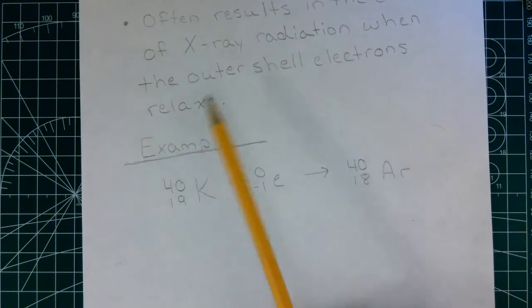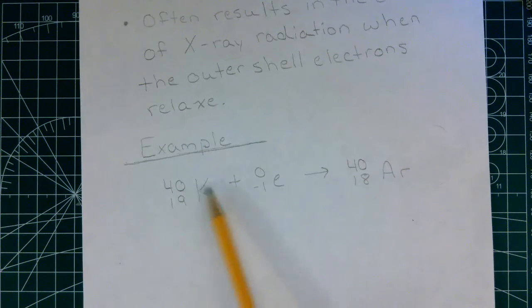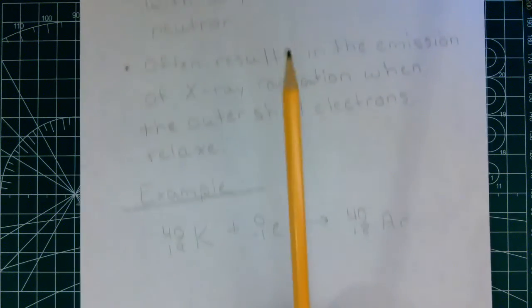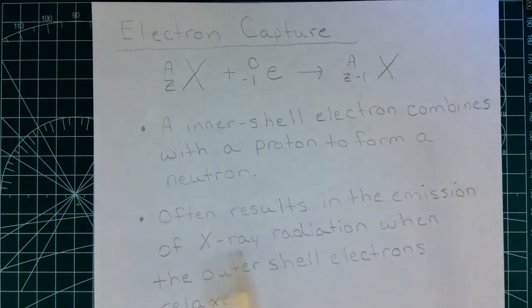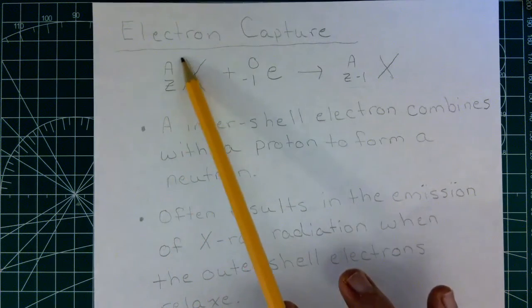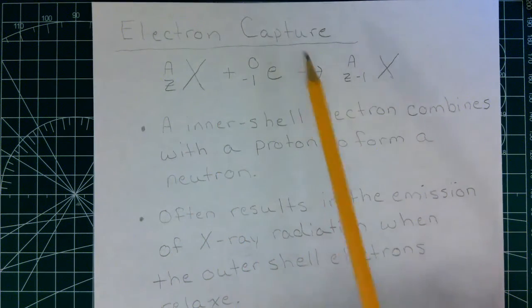As an example, we have potassium-40. It absorbs an electron and produces argon-40. Another interesting thing to note in the context of chemistry is that there's something called the electron capture detector.